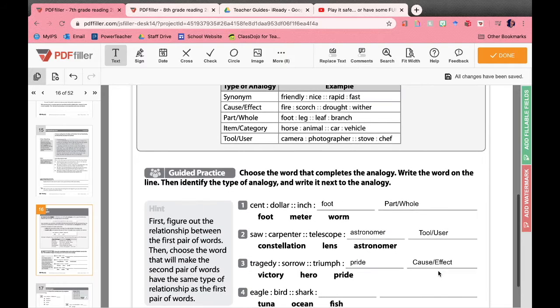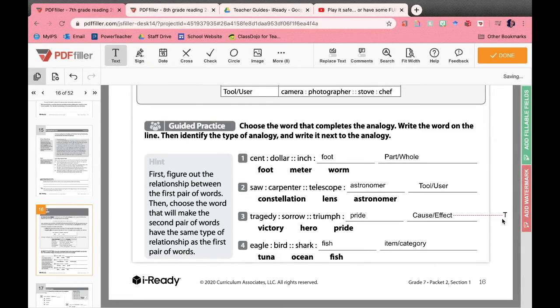Our last one is eagle is to bird, as shark is to blank. So we see eagle is what? A type of bird. Okay? So what are we looking at here? Well, a horse is a type of animal, so we're looking at item to category. And a fish is a type of what? Or a shark is a type of fish. Sorry, I kind of gave it away there. A shark is a type of fish. These are fairly easy, I think. So that's all you guys have to do for this one.